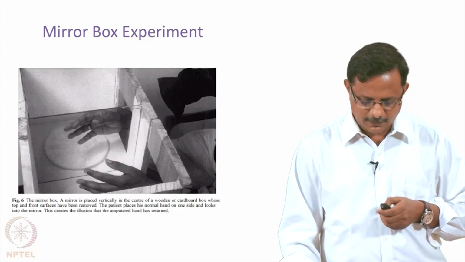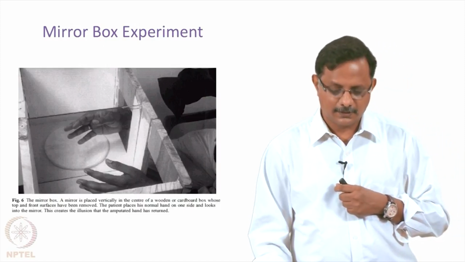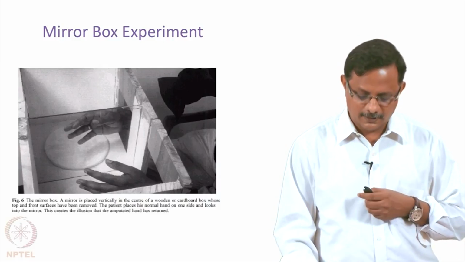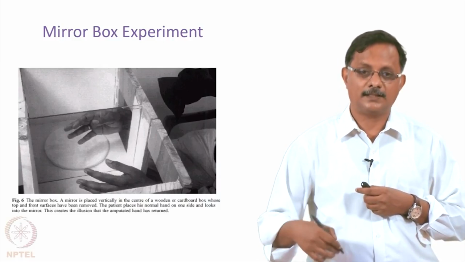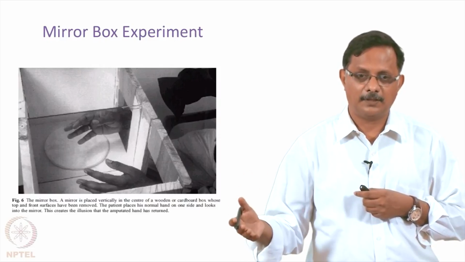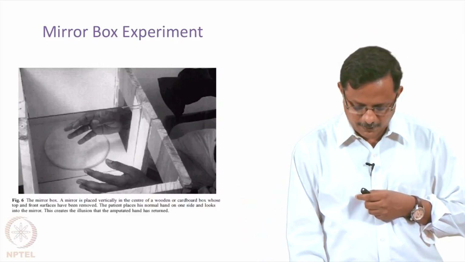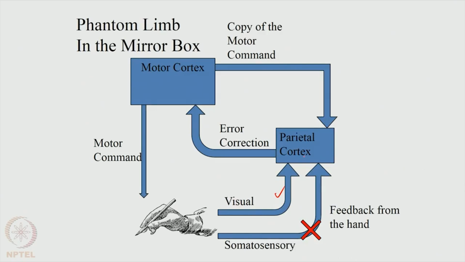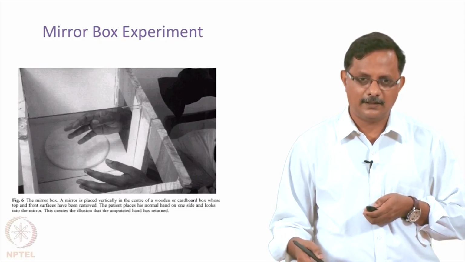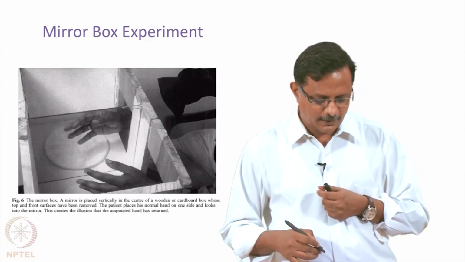So, in this situation, the patient can see his left arm because it is actually there, and the patient gets the sensation that he is seeing the right arm because it is only the mirror image of the left arm. So, visual feedback is restored, although somatosensory feedback is still not there. Because of this, when the patient practiced on this box again and again, something interesting happened.